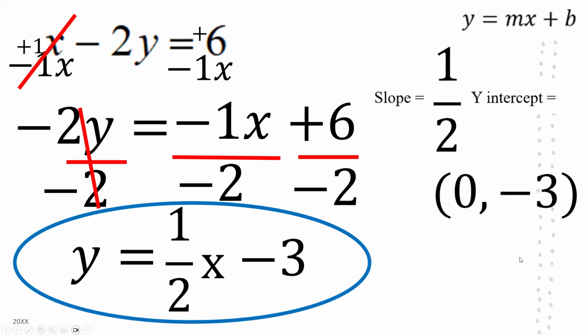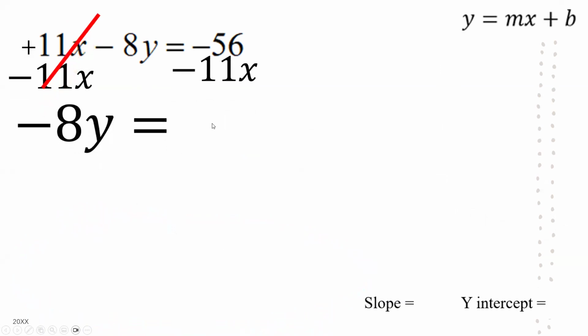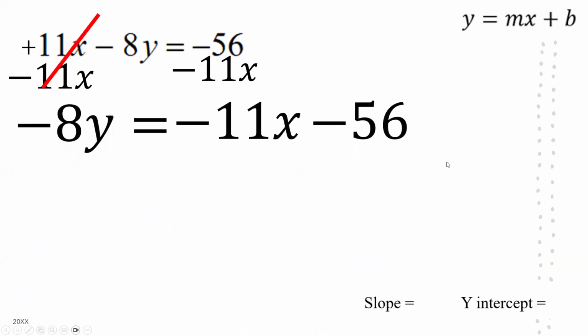Here we go. Next question. We have to get rid of that positive 11x. So to get rid of it, we're going to subtract it from both sides. Bring down the negative 8y. Bring down the negative 11x and the negative 56.